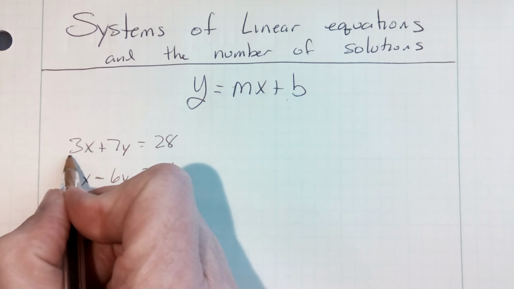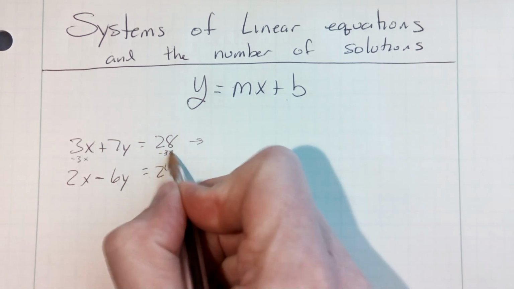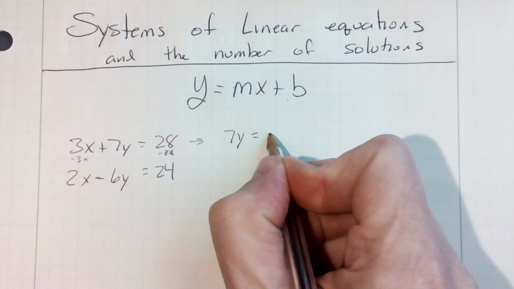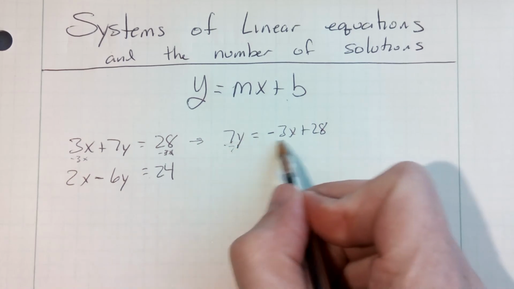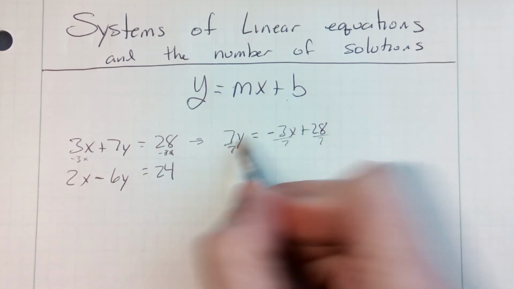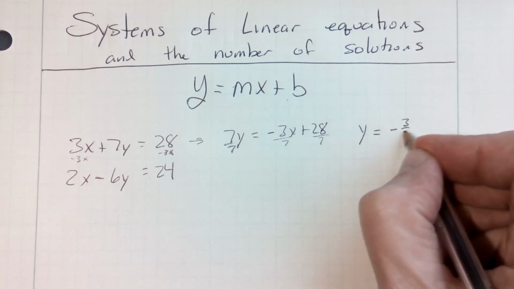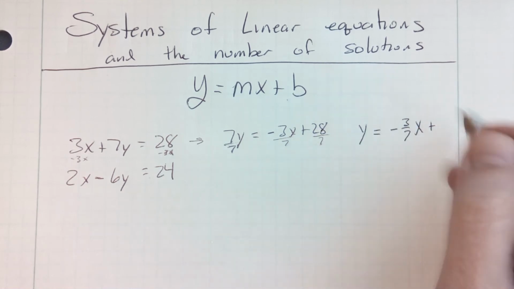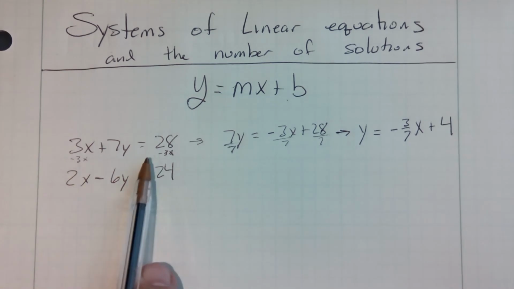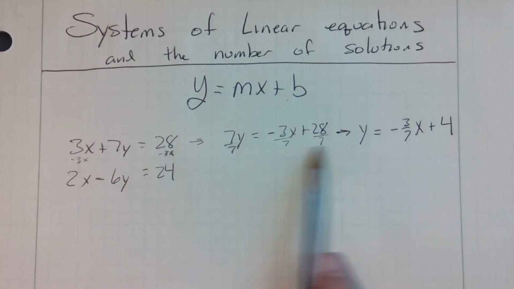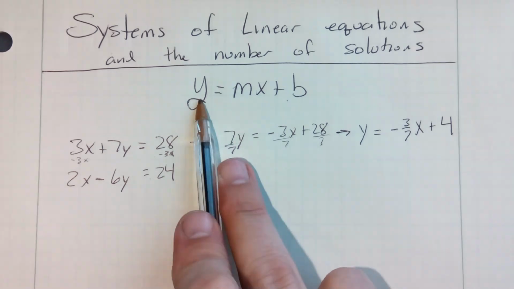First thing I'm going to do on the top equation is subtract 3x from both sides of the equation, which leaves me 7y equals negative 3x plus 28. Then I'm going to divide by 7. Divide all three terms by 7, which will leave me y equals negative 3 over 7 times x plus 28 divided by 7 is 4. So I went from this expression to this expression by doing two simple steps. Subtract the 3x to get it off the left side of the equation. Then I divided every term by 7 to get the 7 out from in front of the y because I want the y by itself.